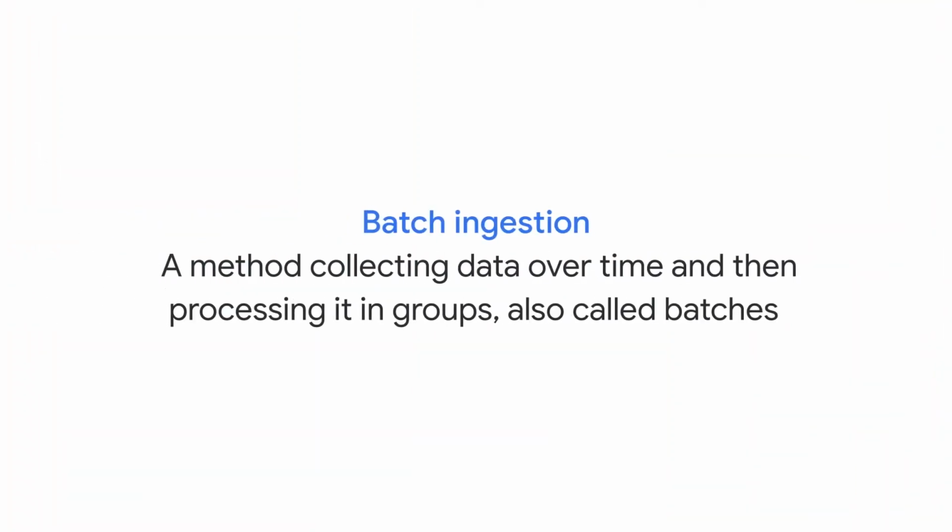Batch ingestion is a method of collecting data over time and processing it in groups, also called batches. During batch ingestion, when data becomes available, it's not immediately processed. Instead, the data waits over a period of time before it's processed as a group. This processing happens on a regular schedule, which makes it a good choice when working with a high volume of data, or when it's not critical for data to be ingested right away. As an additional benefit, this processing schedule also makes batch ingestion the more economical choice because it requires less computing power and storage space.